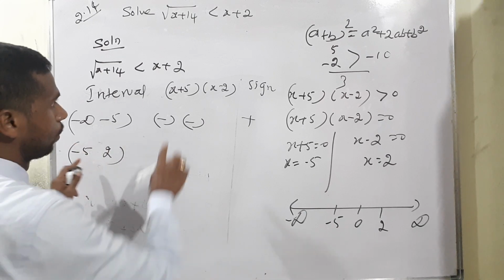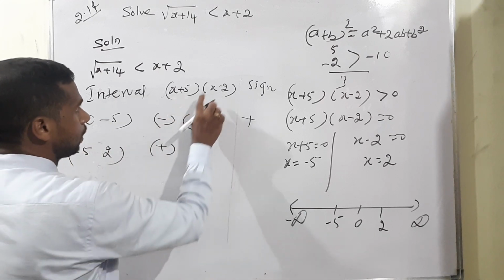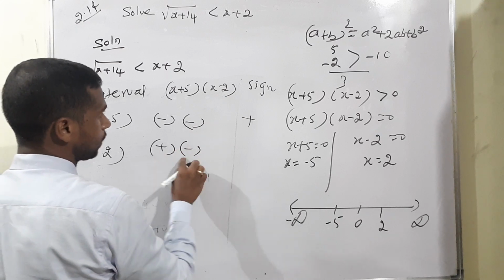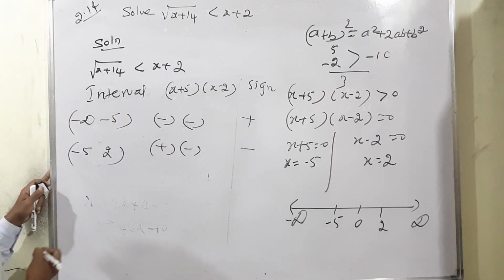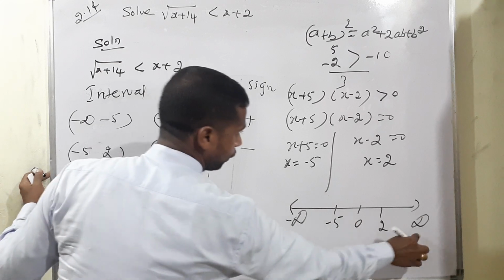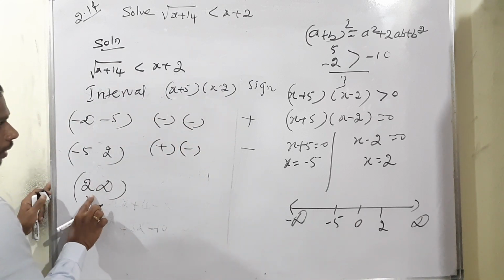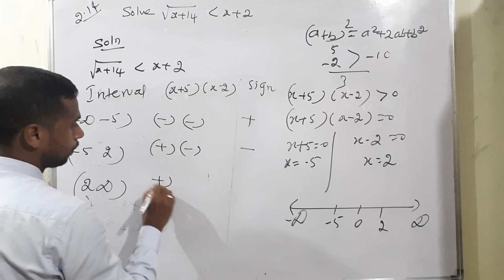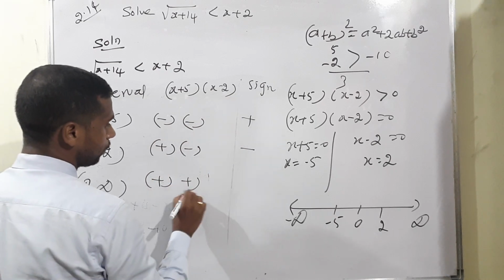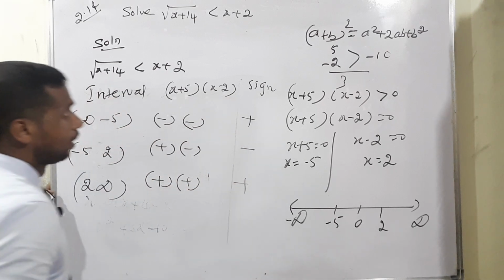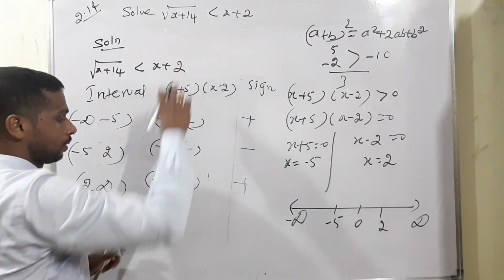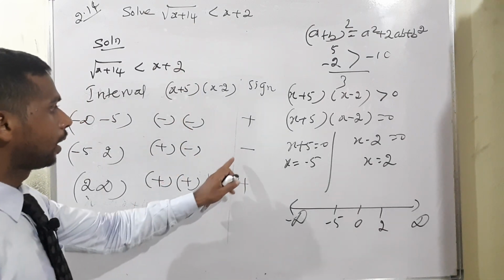Take 0, no? 0 plus 5 is plus, 0 minus 2 is minus, plus into minus is minus. Last condition, 2 to infinity. We can take 3, no? 3 plus 5 plus sign, 3 minus 2 again plus, plus into plus is plus. But the question says less than, so we consider again the less than sign.